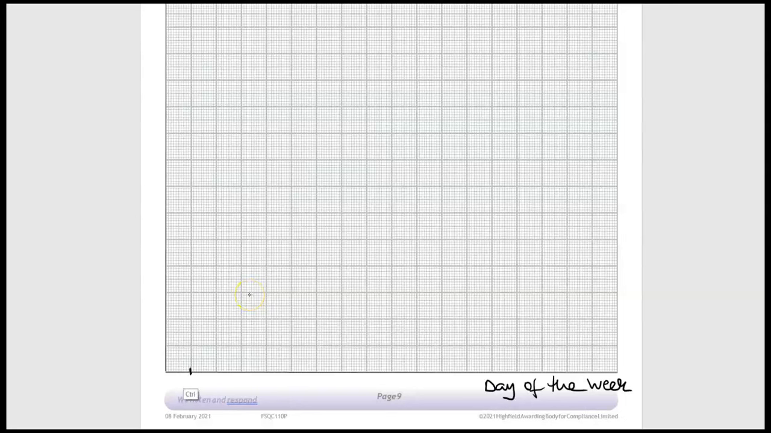I'm going to leave a gap of 1 square and then make each day 2 squares wide. So Monday, then a gap, Tuesday, a gap, Wednesday, a gap, Thursday, a gap, Friday.